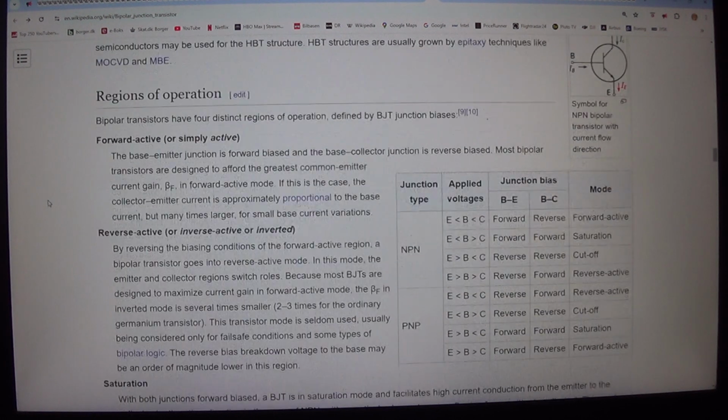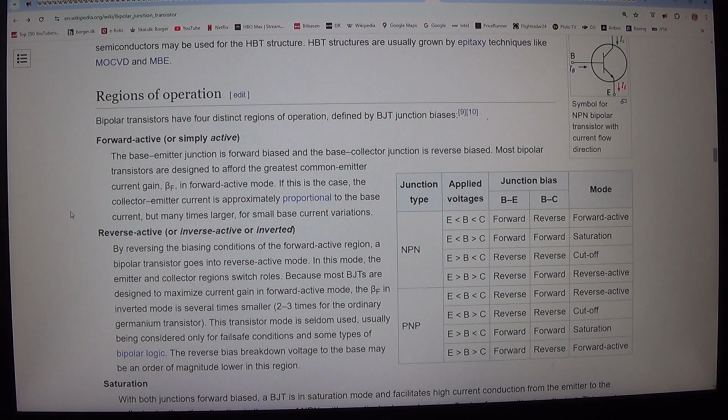Regions of operation. Bipolar transistors have four distinct regions of operation, defined by BJT junction biases. Forward active, or simply active. The base-emitter junction is forward biased and the base-collector junction is reverse biased. Most bipolar transistors are designed to afford the greatest common-emitter current gain, beta F, in forward active mode. If this is the case, the collector-emitter current is approximately proportional to the base current, but many times larger, for small base current variations.